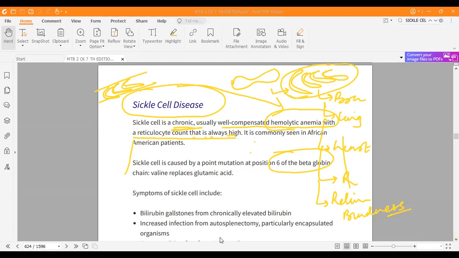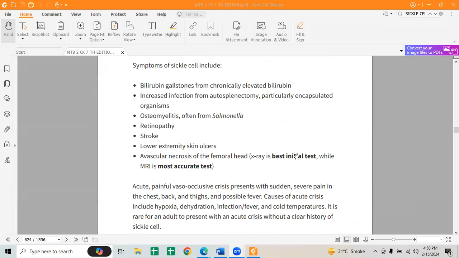So this is the overall symptoms of the patient. What are the symptoms of sickle cell anemia? As we discussed earlier, the symptoms are bilirubin gallstones. Why bilirubin gallstones? You need not mug it up. When there is more hemolysis, more blood breaks up, and the end product of hemoglobin is bilirubin. So too much bilirubin develops gallstones.